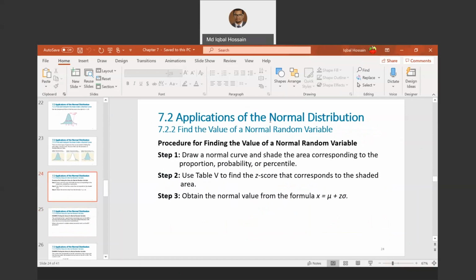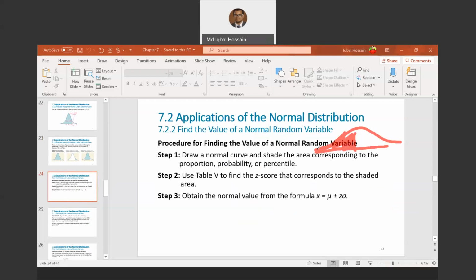Here, to find a normal random variable value, we have to draw a normal curve and shade the area we want to find. That is our main important task. For the first one, draw a curve and shade the area you want to find, on which side. Now the second one is to use table V to find the z-score corresponding to the shaded area.